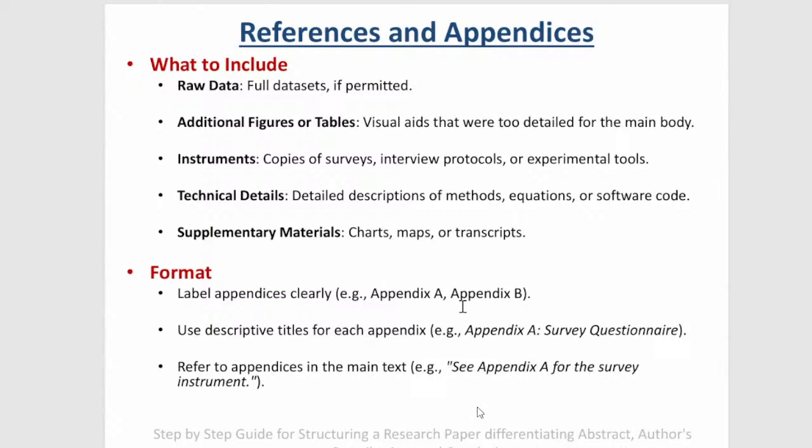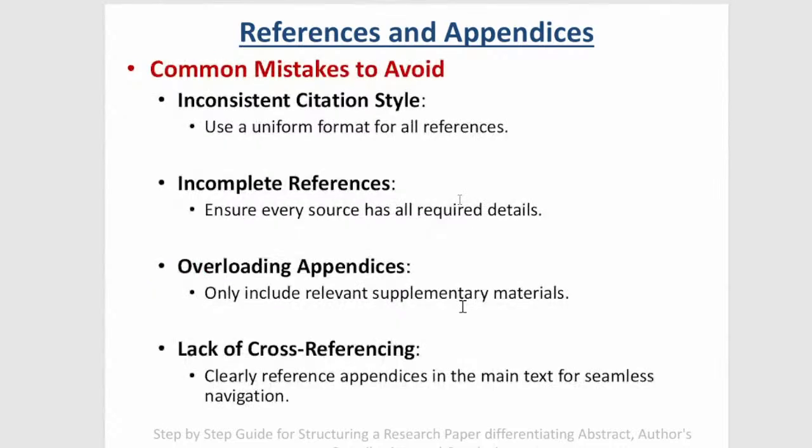We should follow a particular format that labels appendices clearly. For example, appendix A, appendix B. We can use descriptive titles for each appendix. We can also refer to appendices in the main text.